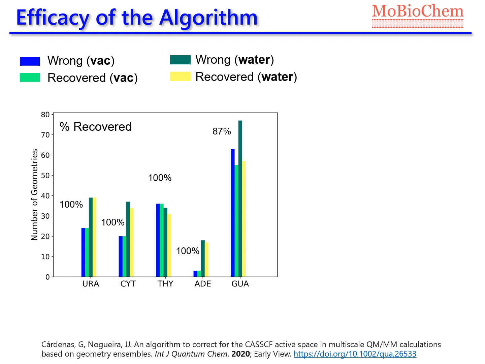Now, if we go from vacuum to water, we see that in most cases, the number of geometries recovered is lower than the overall number of wrong geometries. This is particularly true in the case of guanine, for which we have a 74% success rate. It is actually interesting to see that the number of recovered geometries when we consider the surrounding environment is lower with respect to the case in which we consider the geometries in vacuum.